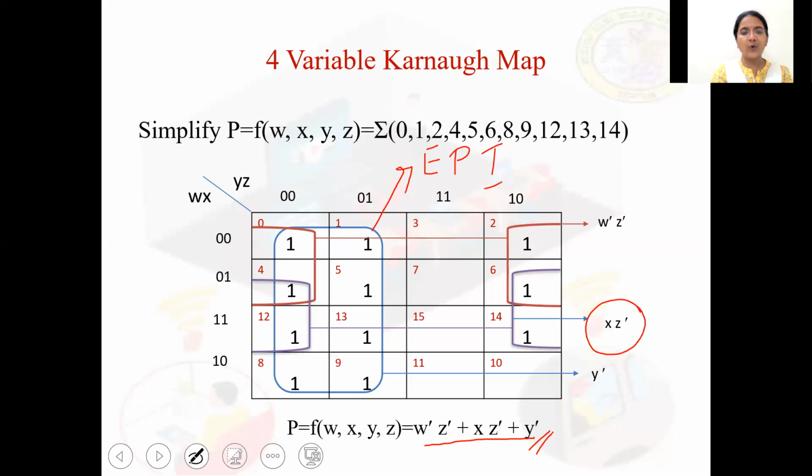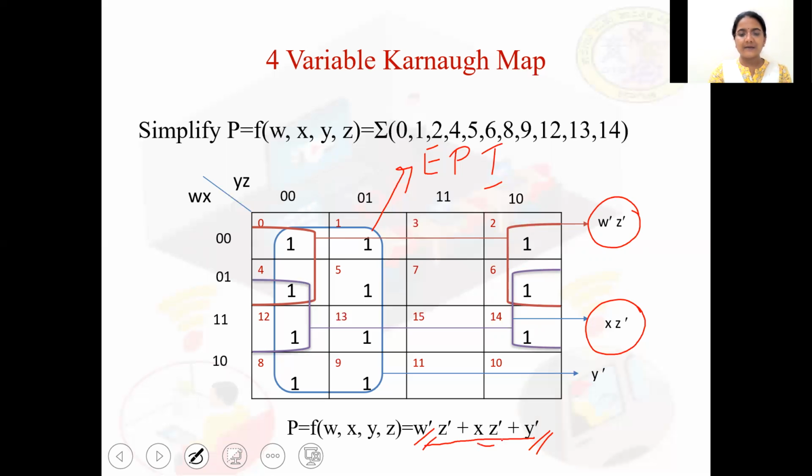Next, 0, 4, 2 and 6. This 2 is combined with 0, 4 and 6, which is combined in only one way, okay, which cannot be combined in any other way. So this term is also an essential prime implicant, because min term 2 is unique here.